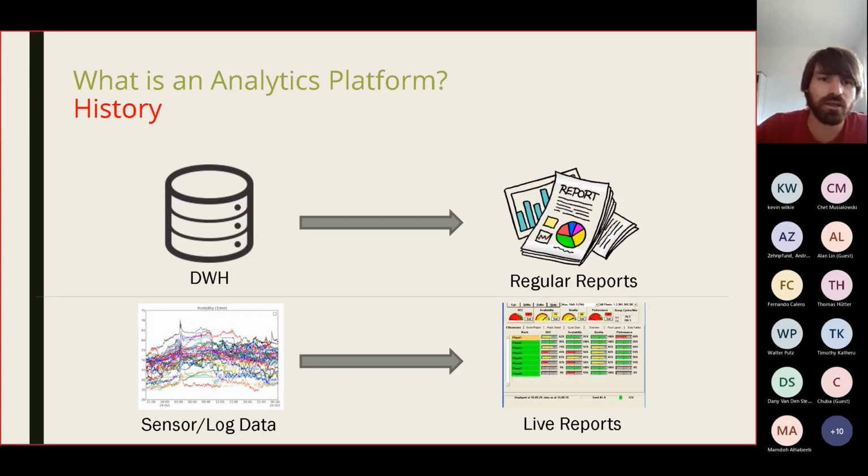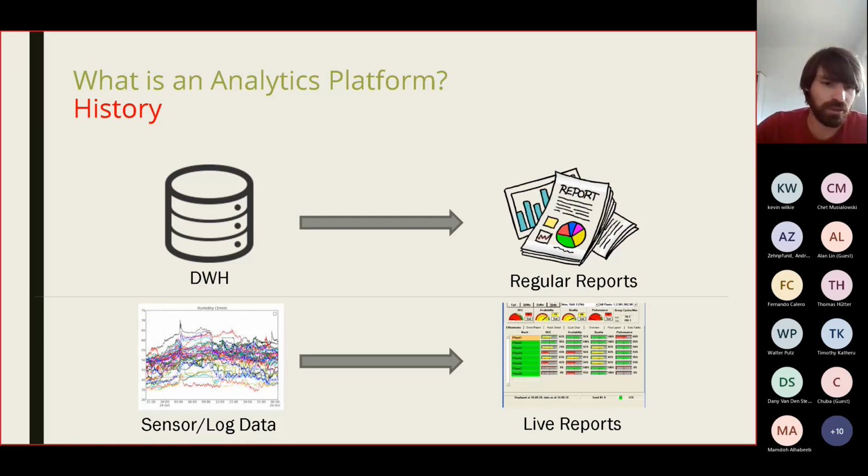Okay. So where does this whole thing come from? Why do we actually need an analytical platform? If you consider the past, you usually had two completely separate streams. One was the data warehouse or operational reporting stream, where you just had your regular reports.